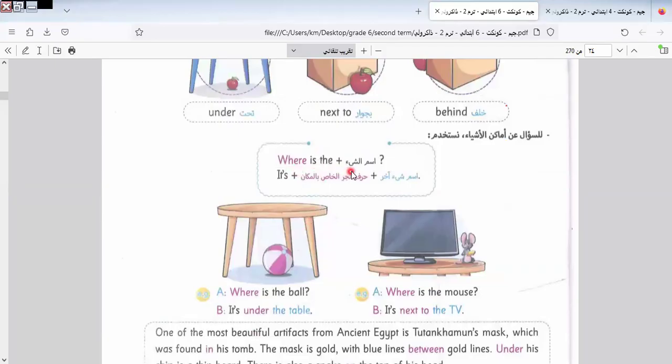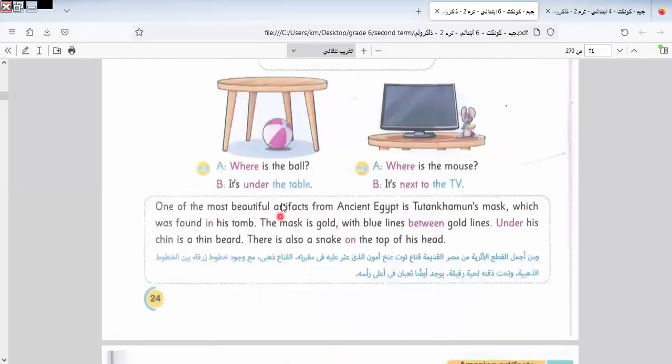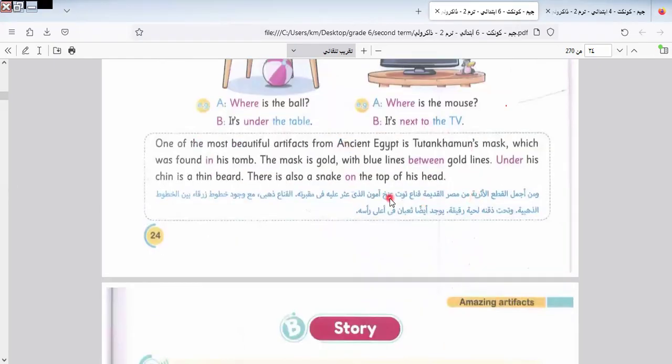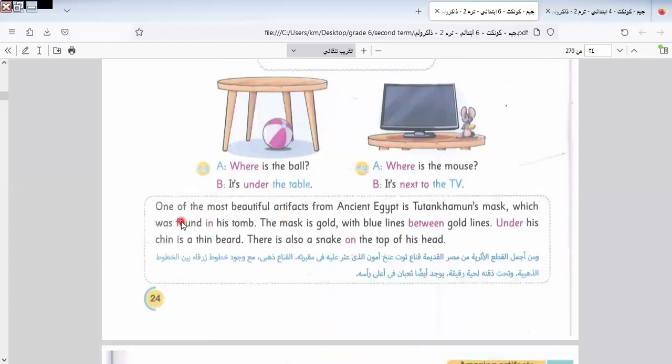Here we say, where is it? It's under the table. It's next to the TV. Let's read this part. One of the most beautiful artifacts from ancient Egypt is Tutankhamun's mask, which was found in his tomb. The mask is gold and blue lines between gold lines. Under his chin is a bird. There is also a snake on the top of his head.